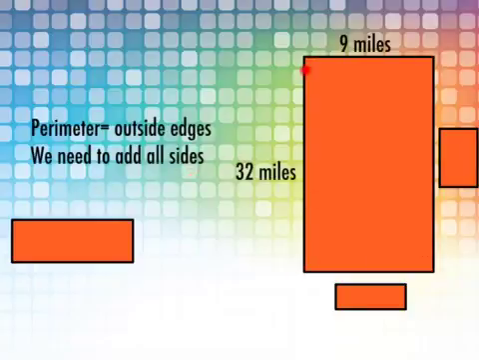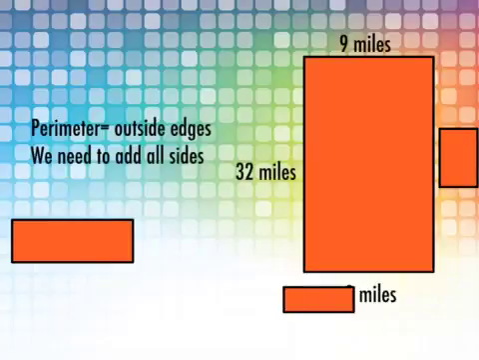It has 4 sides. So I know that this side equals 9 miles. I know that this side equals 32 miles, but I still have 2 more sides. So I need to figure out what this side equals and what this side equals. And the way I do that is I look here and I say, okay, this side is the same as this side. So if this side equals 9 miles, then this side also equals 9 miles.